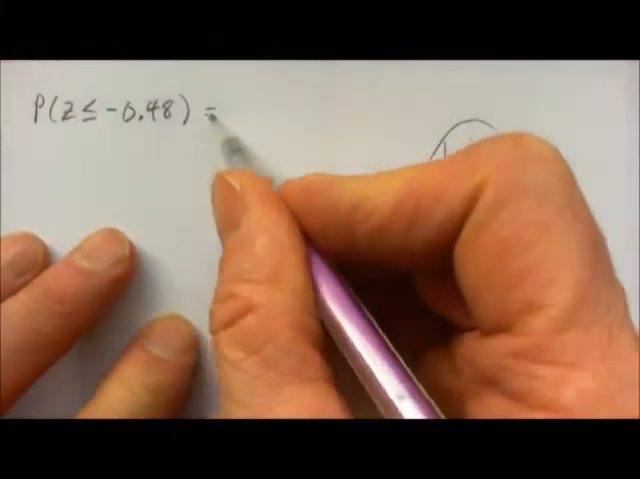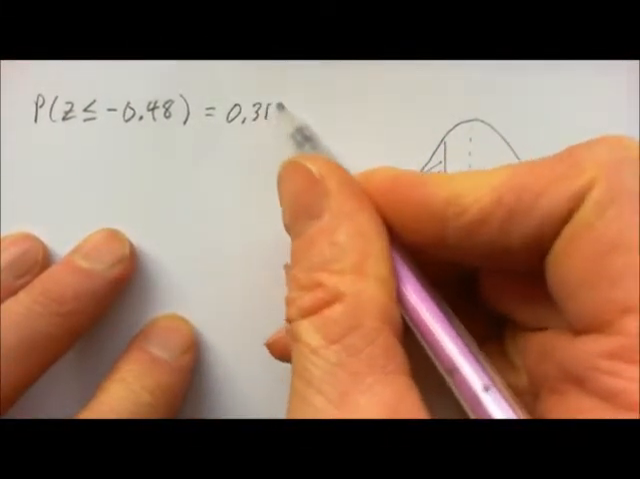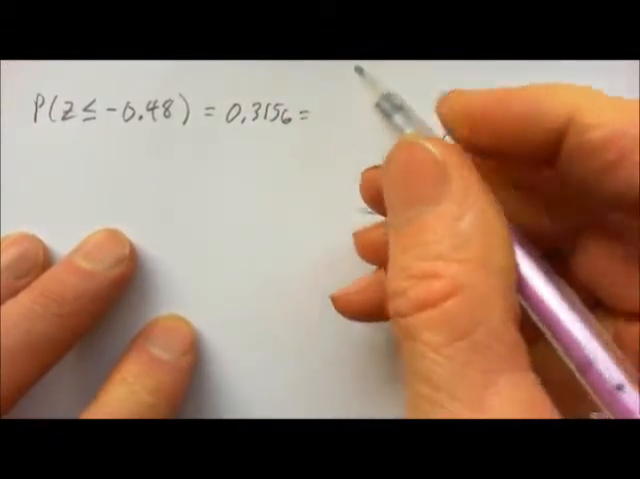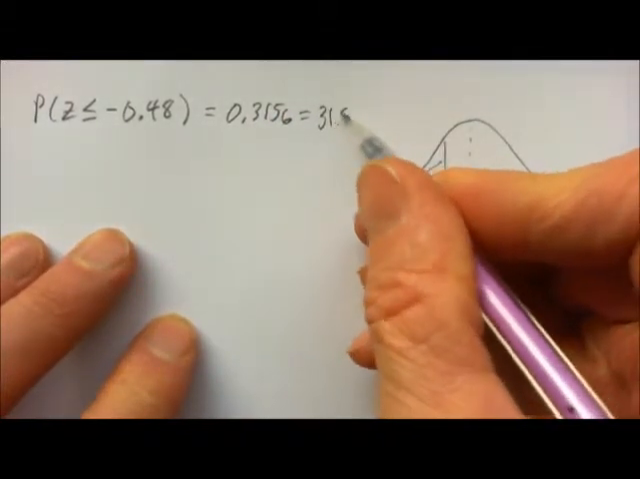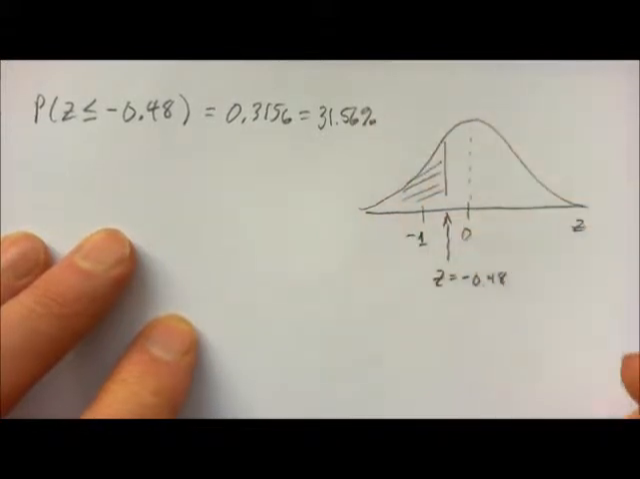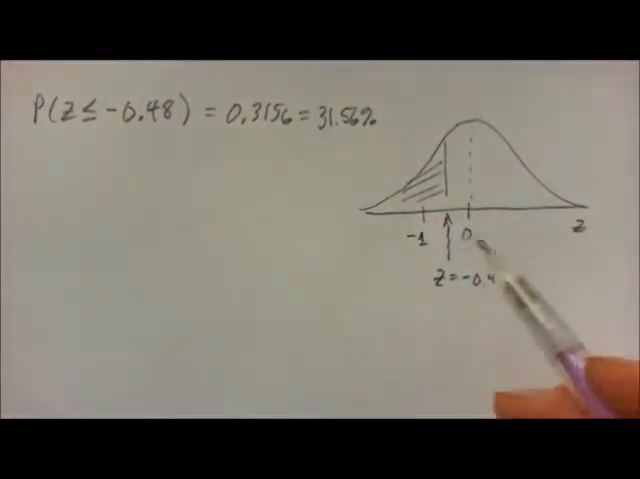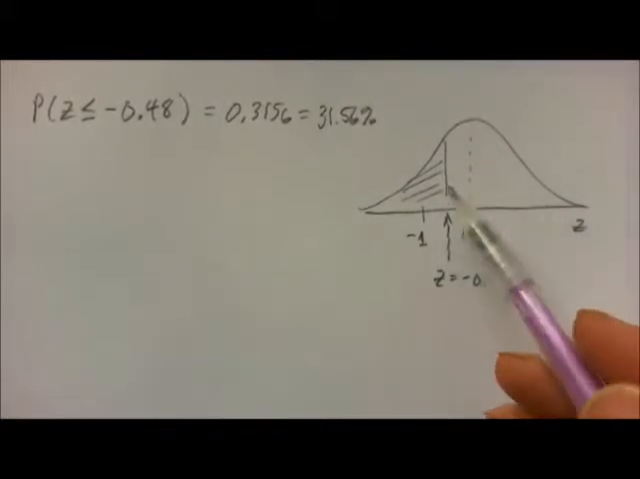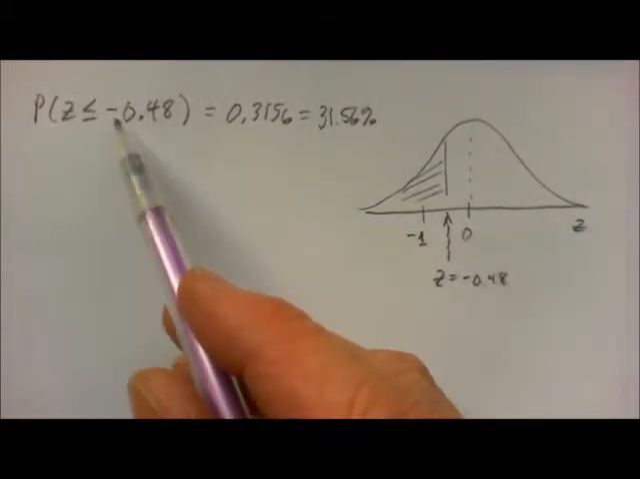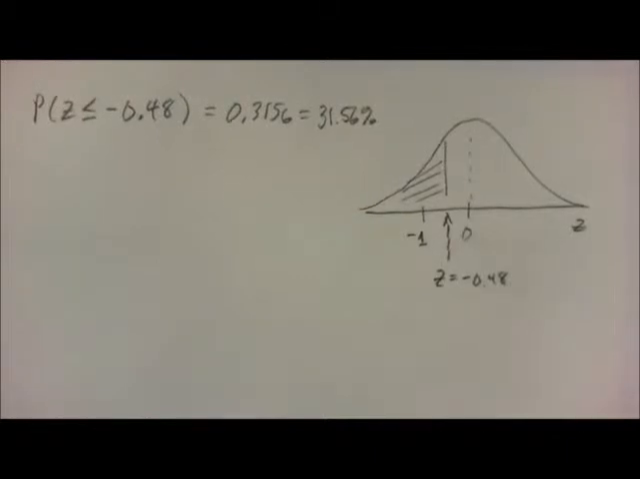Let's put that in here. And of course, that's equivalent to 31.56%. Okay? So that's how we find probabilities that we have a z less than or equal to some value. Let's do one last one.